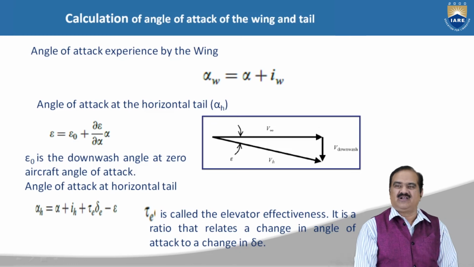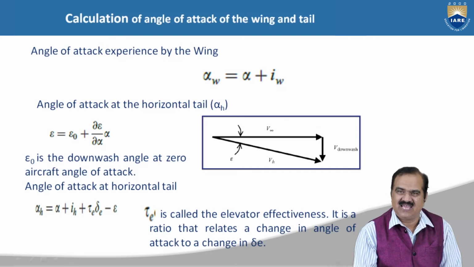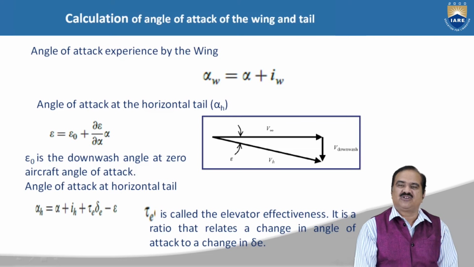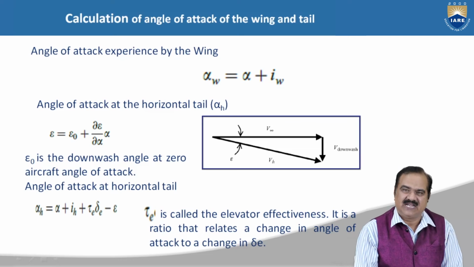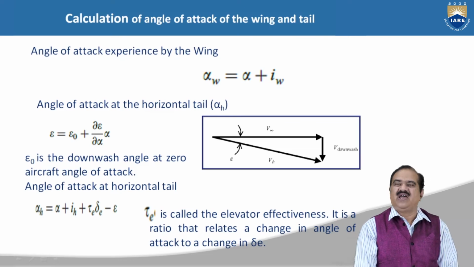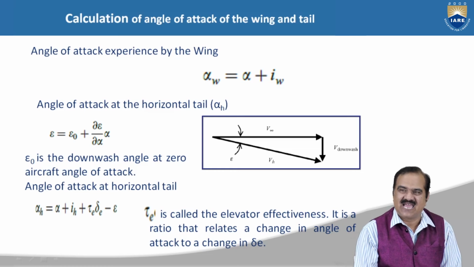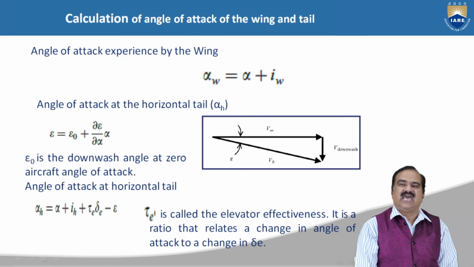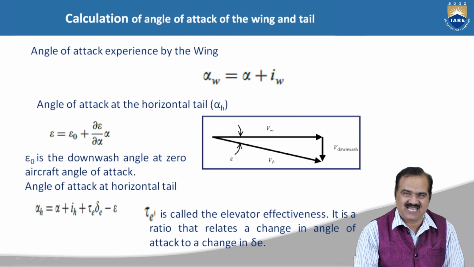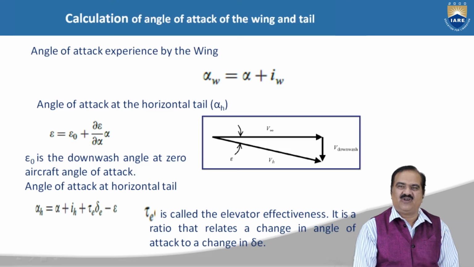This angle epsilon, which is the downwash angle, is equal to epsilon 0 plus d epsilon by d alpha into alpha. So it is also related with alpha, meaning angle of attack. So this epsilon 0 is the downwash angle at zero aircraft angle of attack, and we have to consider the angle of attack at the horizontal tail.